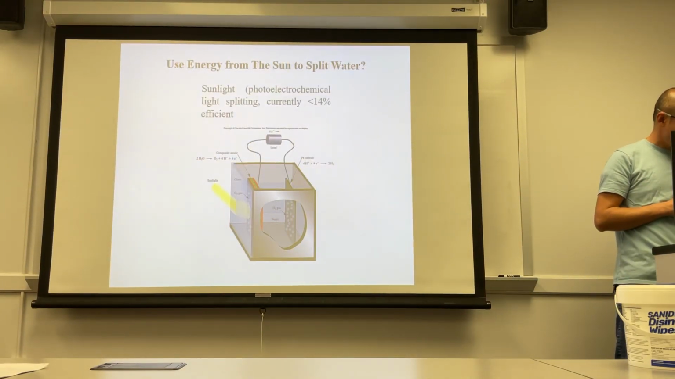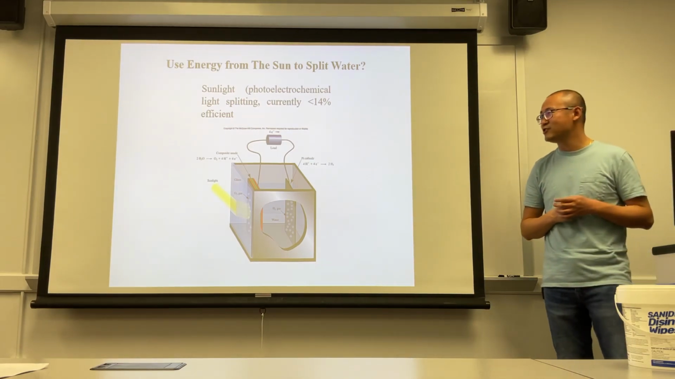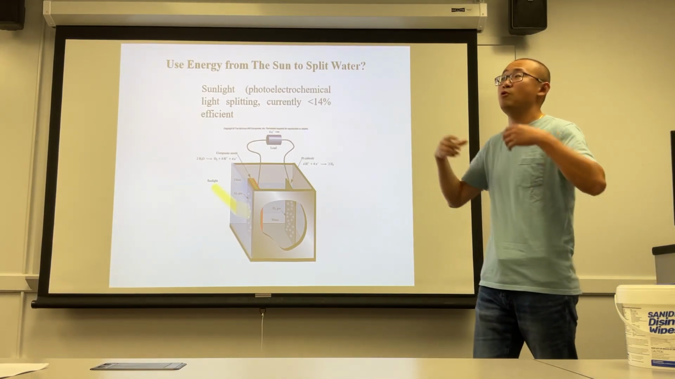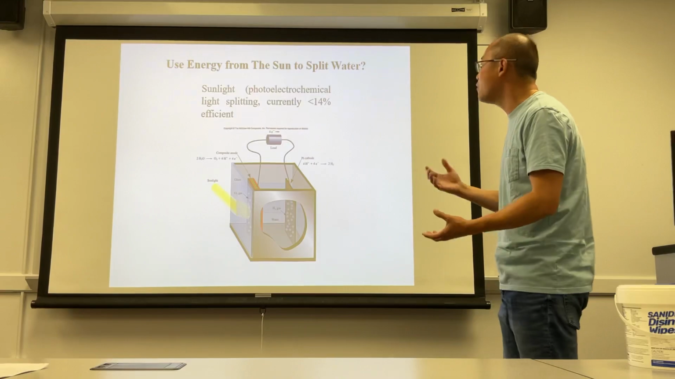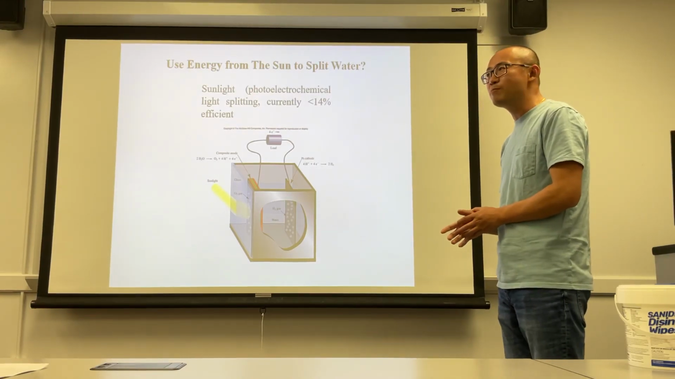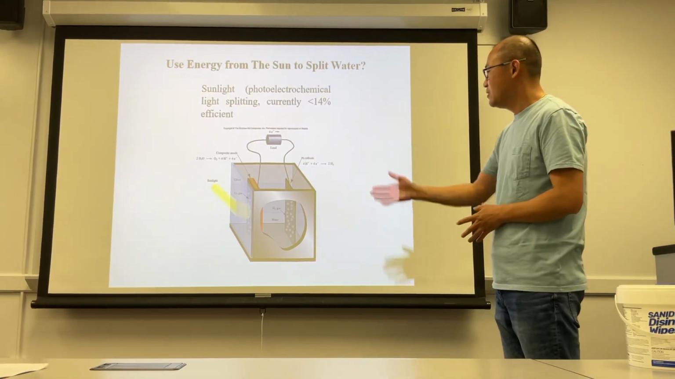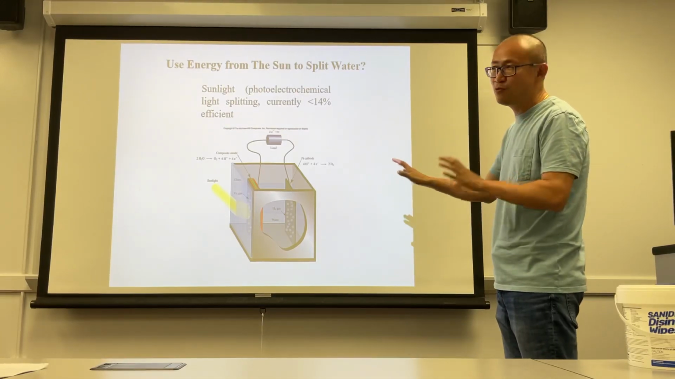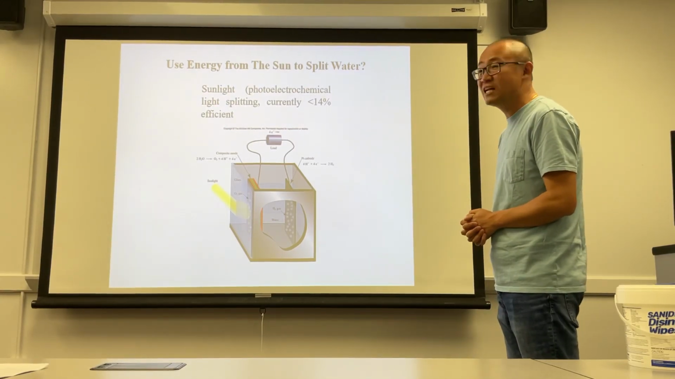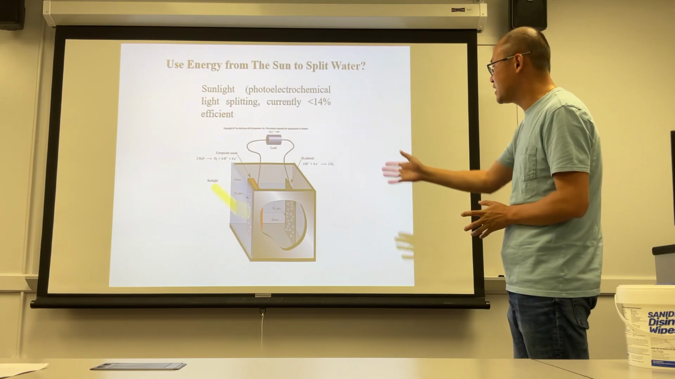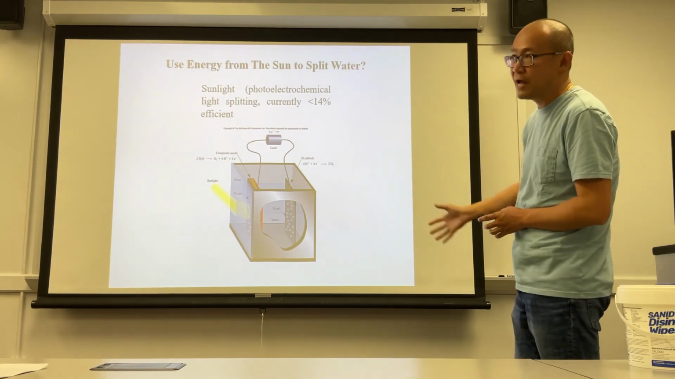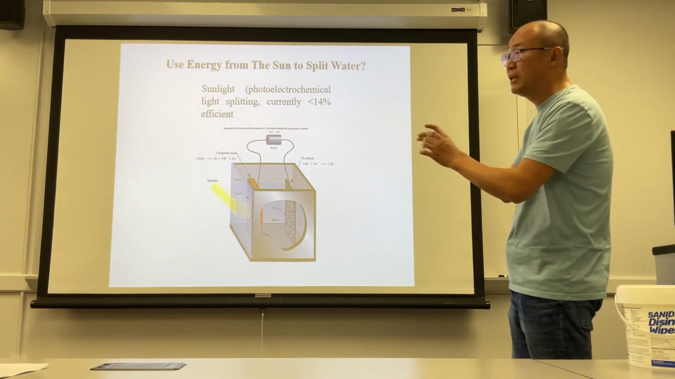And two more ways of getting hydrogen. Again, people are making progress solving this problem of how we get hydrogen. This is one of them. Again, I think it's still research scale. Instead of using a battery, this experiment uses sunlight to split water.